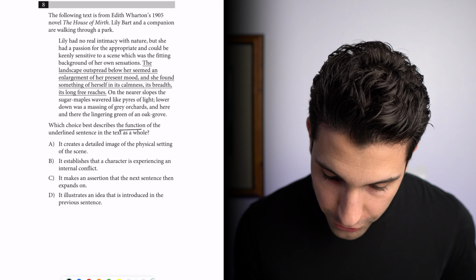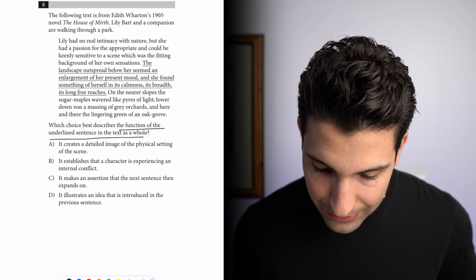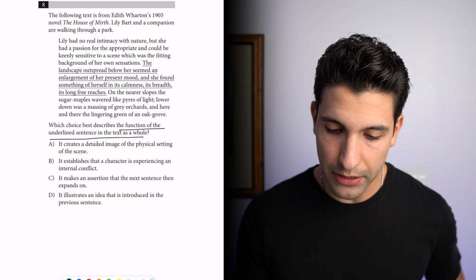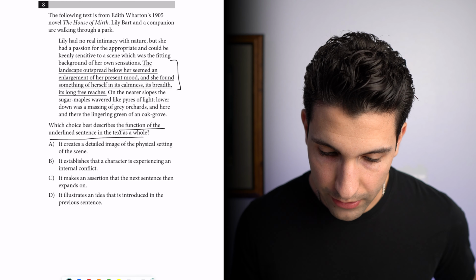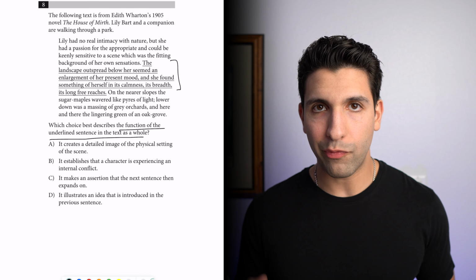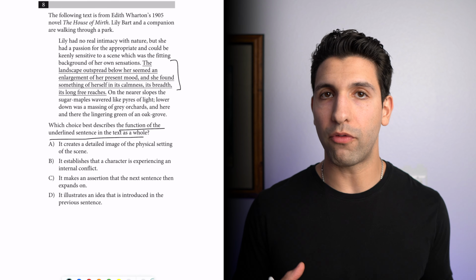So this next type of question is a function question. Usually something will be underlined and it'll say, how is this being used in the passage? So as always, we want to read the question first and then go back to the passage to look for exactly what the question is asking us to look for. Which choice best describes the function of the underlined sentence in the text as a whole? So we go straight to the underlined portion. We go ahead and read it and we see what it's talking about there. Now, by itself, we don't really know how it's functioning. So we need to read before and after.